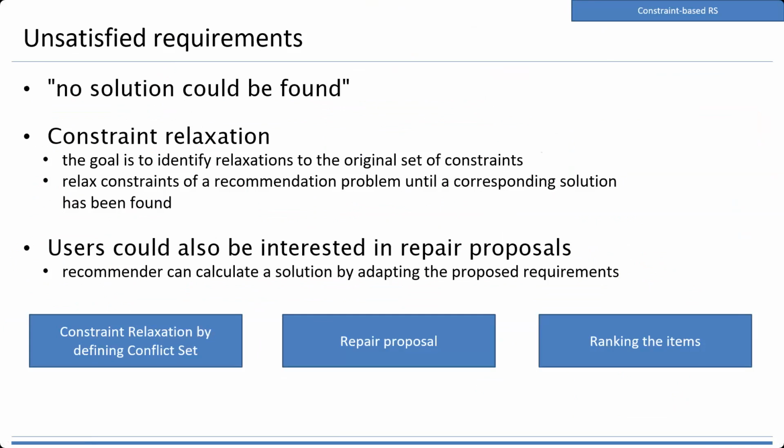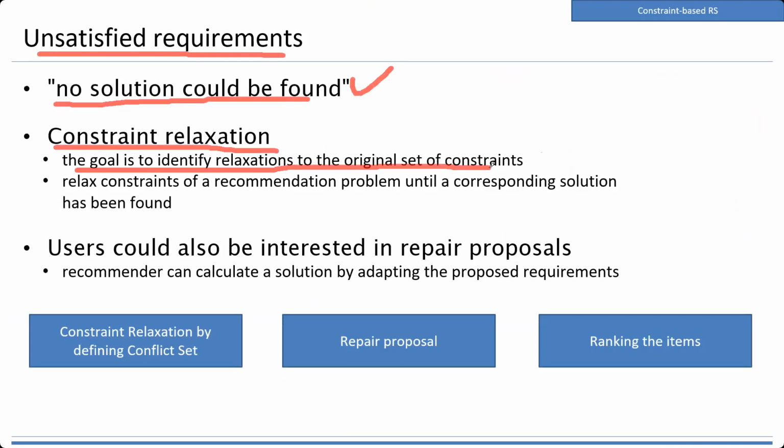Now, there is one issue in this kind of constraint. You can define the constraint, but there might be some unsatisfied requirement, because your constraints are too strict and no solution could be found. So what happens if there is no solution? One possibility is to relax the constraint. The goal is to identify relaxation to the original set of constraints, so we want to make it more relaxed: relax constraints of a recommendation problem until a corresponding solution has been found.